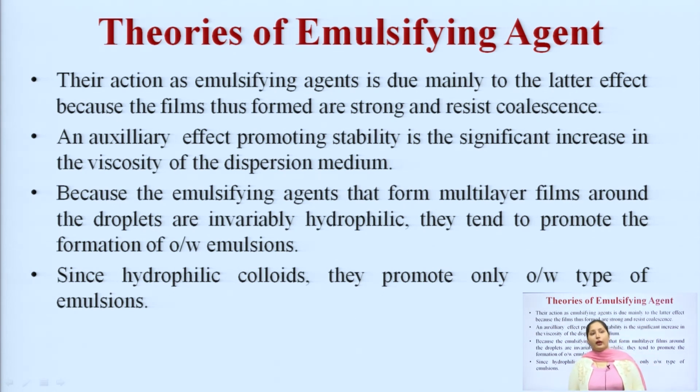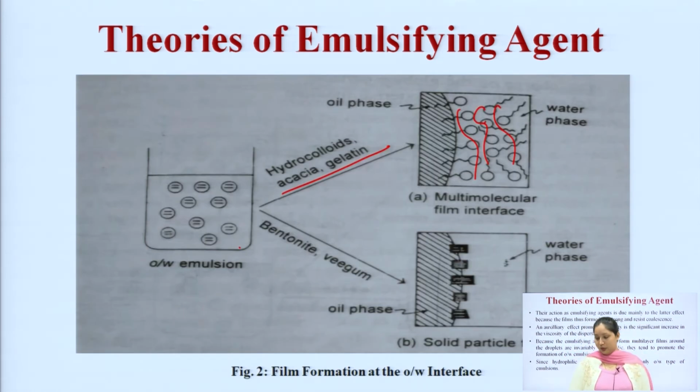So, generally these emulsifying agents produce multilayer films around the droplets of the dispersed phase, and this layer is hydrophilic in nature. So they have the tendency to form an oil in water type of emulsion, since being hydrophilic they promote only oil in water type of emulsion.